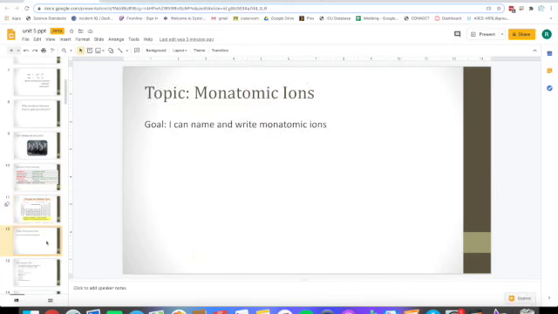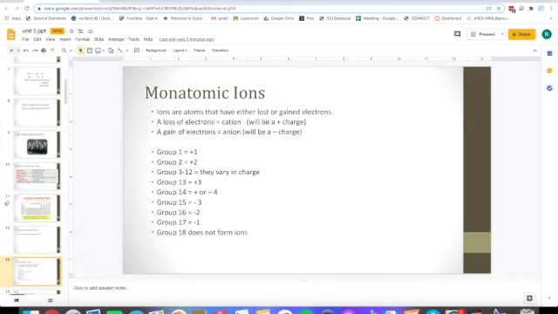So today we're going to talk about monatomic ions. Your goal is: I can name and write monatomic ions. Just to review what we talked about in the last video, ions are atoms that have either lost or gained electrons. A loss of electrons is a cation because it has a positive charge, and a gain of electrons is an anion, which has a negative charge.